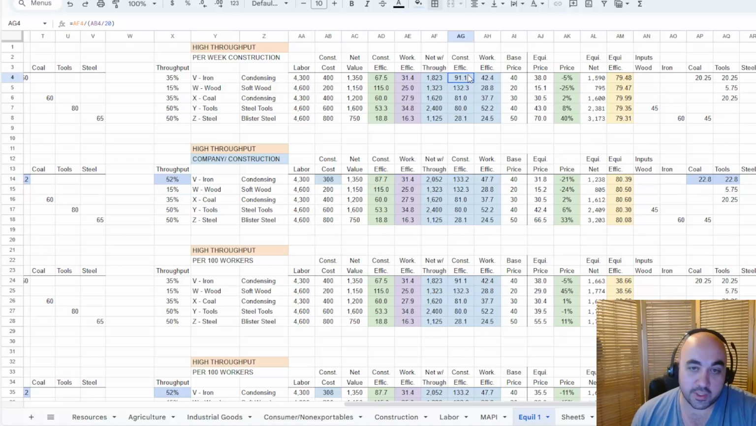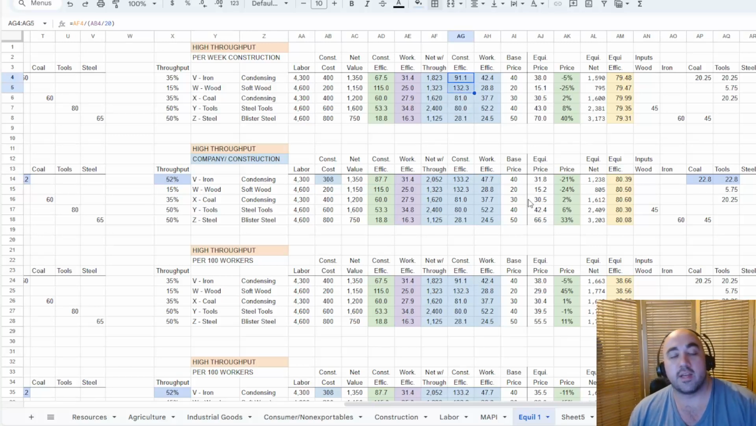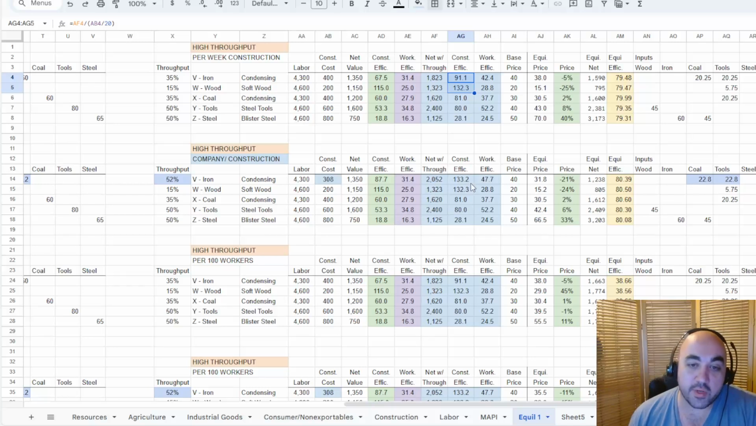Here, nothing holds a candle to wood, right? When you take into account the company, iron actually beats out wood here. Because it's only costing 50% more construction than the wood, and it has more than 50% higher net throughput or net value when you consider the throughput bonus that we have on here. And so it's really hard to overemphasize how valuable decreasing the construction cost of a thing is.